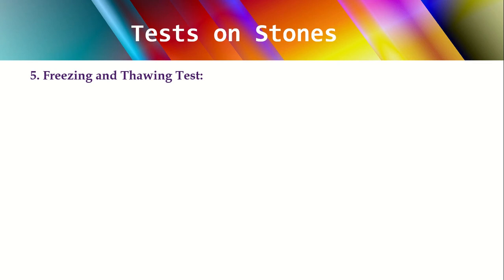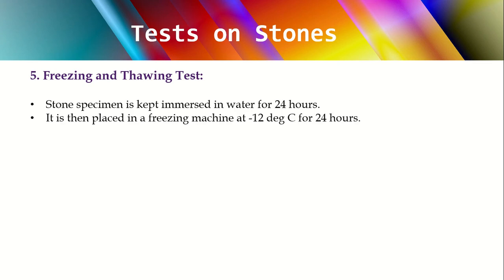stone. Next one is freezing and thawing test. So freezing is contraction, thawing is expansion. So even if your stone has this unusual contraction and expansion property, obviously when it is used as a construction material, it will damage the structure. So one has to be very careful with this property.